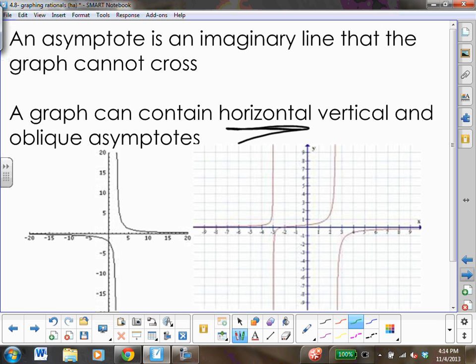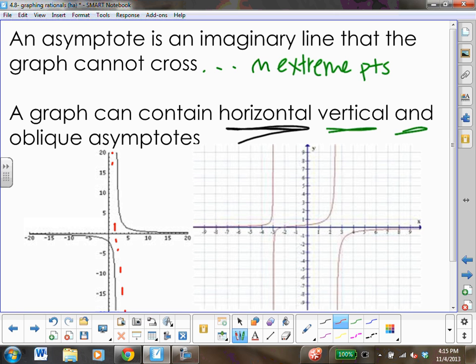An asymptote is an imaginary line that the graph cannot cross in its extreme points. A graph can contain horizontal, vertical, and oblique asymptotes. If you look at this first sketch, there are asymptotes at x equals 0 and around x equals 2. It gives our graph this kind of half and half shape.